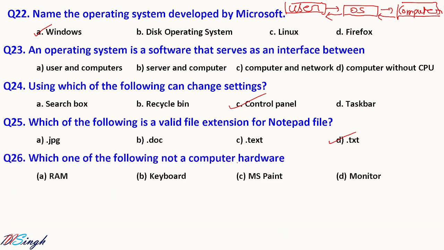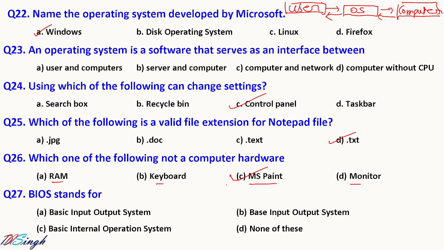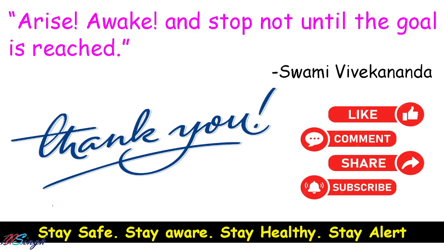Which one of the following is not a computer hardware? RAM is a computer hardware, that is called random access memory. Keyboard, all of you have seen. MS Paint is software in which you just paint or do some image editing. Monitor is also a hardware. So the correct answer is what? MS Paint, which is not a hardware. BIOS stands for basic input output system. Correct. Basic input output system is the full form of BIOS.